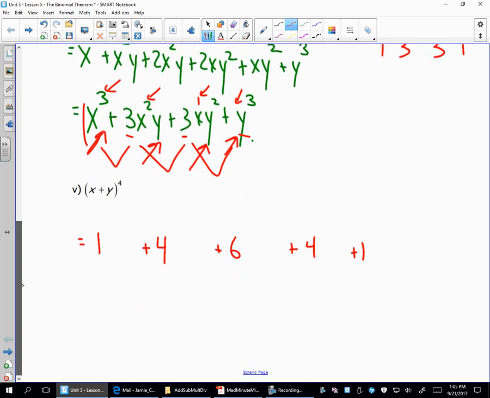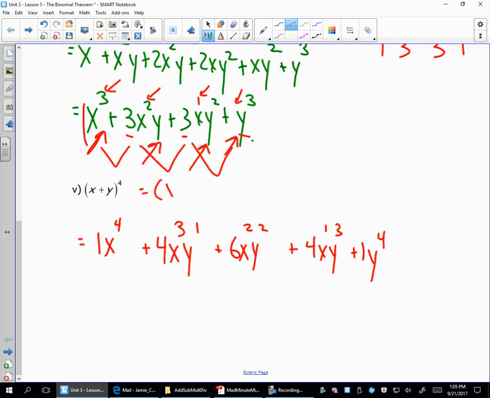So just guessing, this should be x to the 4, y nothing, x cubed y to the 1, x squared y squared, x to the 1 y cubed, and no x's, but y to the 4. If you wanted to, you could confirm this, but you'd have to do it the long way. You'd have to do x plus y times x plus y times x plus y times x plus y. My way, this idea of Pascal's triangle and patterning, goes a whole lot faster.